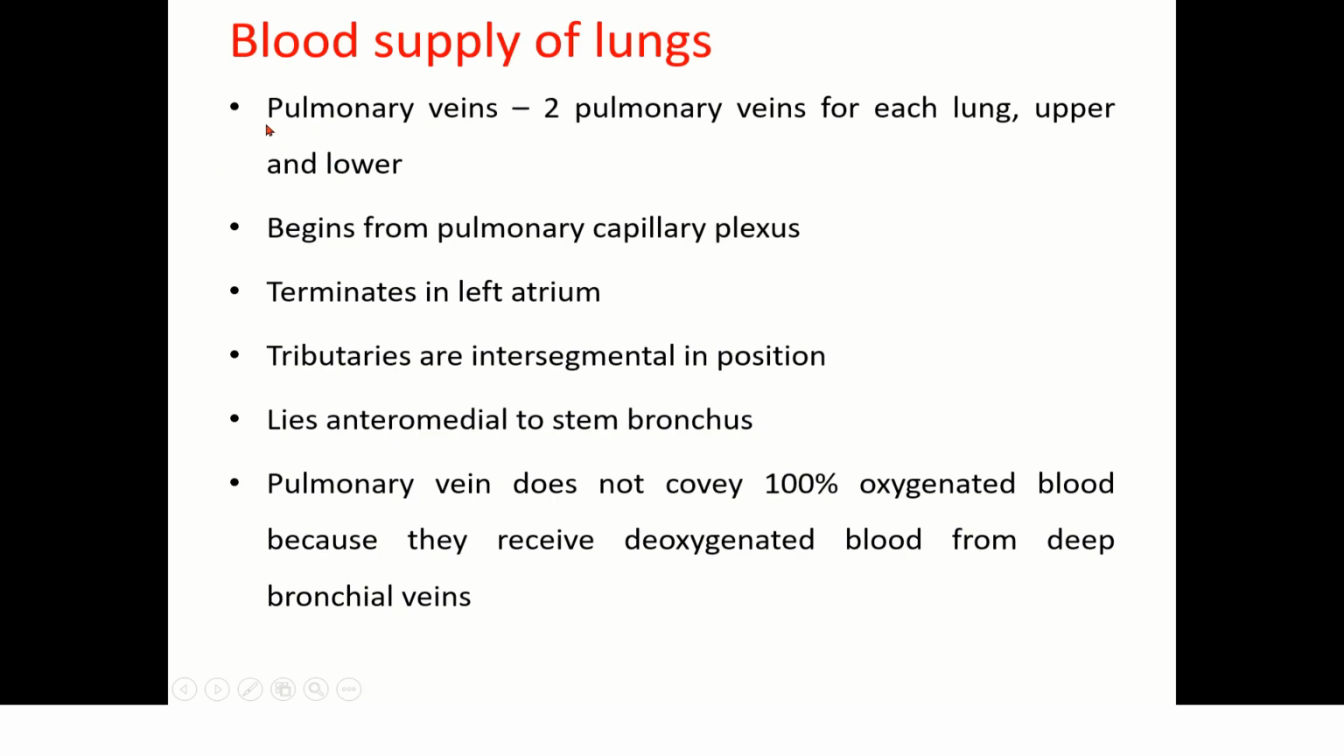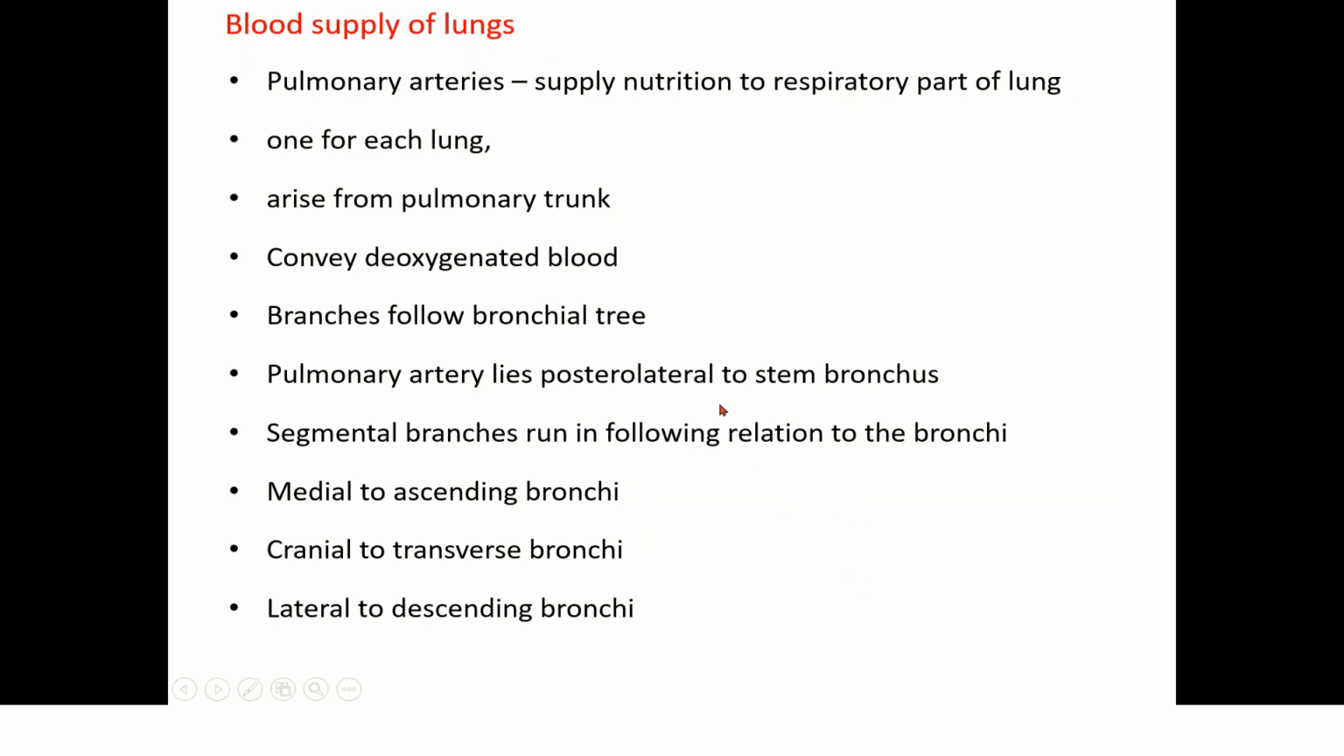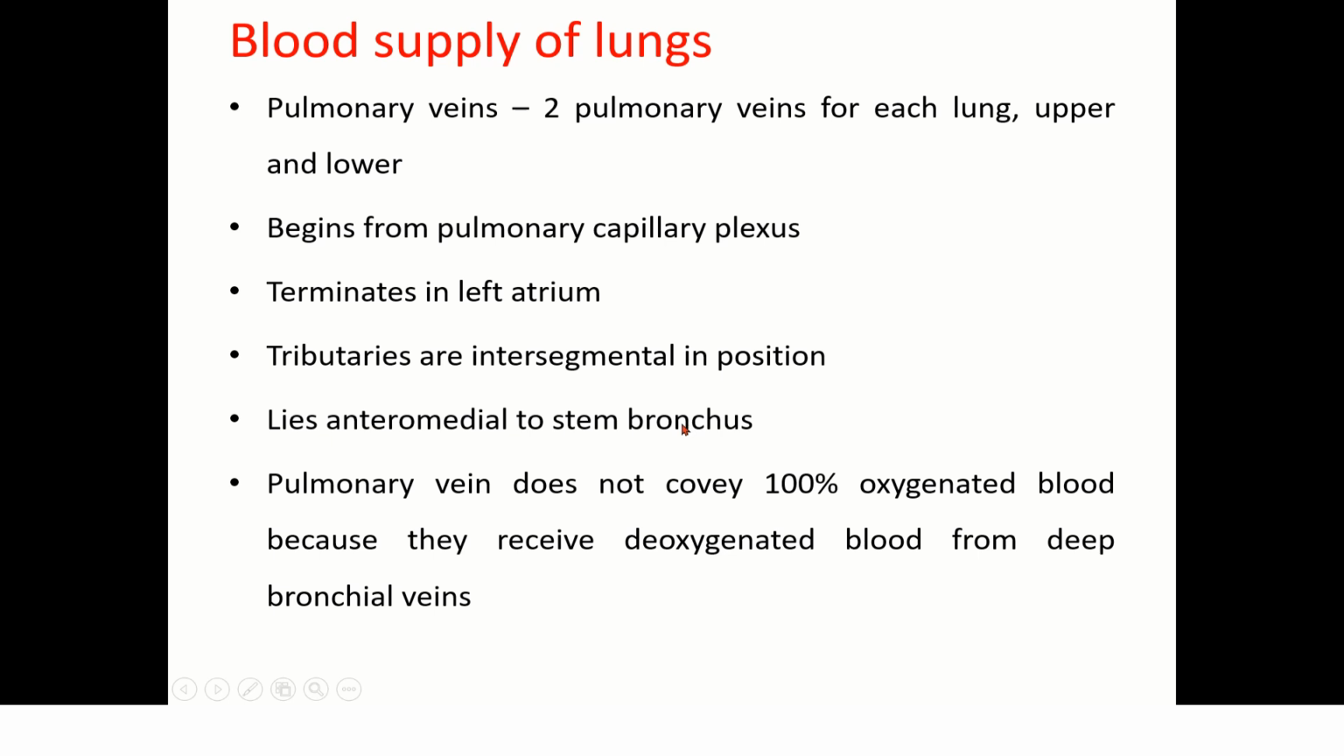So there are 4 pulmonary veins, 2 pulmonary veins for each lung, upper and lower. They begin from the pulmonary capillary plexus and terminate in the left atrium. Tributaries are intersegmental in position. These lie anteromedial to the stem bronchus. The pulmonary artery was lying posterolateral to the stem bronchus, whereas pulmonary veins lie anteromedial to the stem bronchus. The pulmonary vein does not convey 100% oxygenated blood because it receives deoxygenated blood from deep bronchial veins.